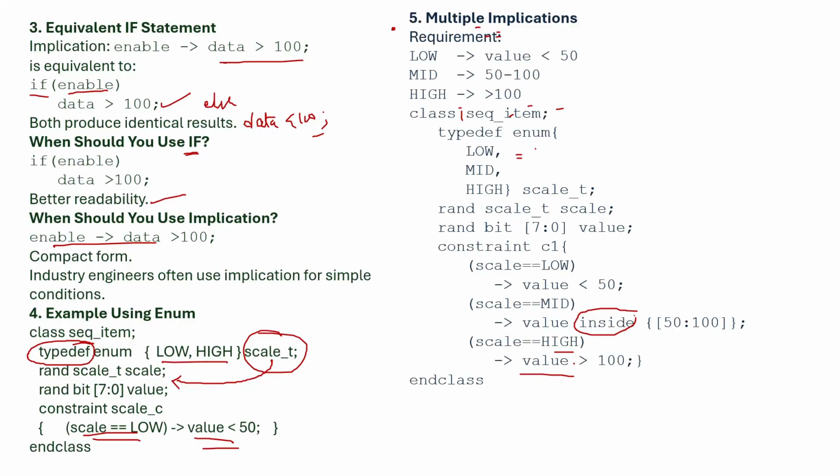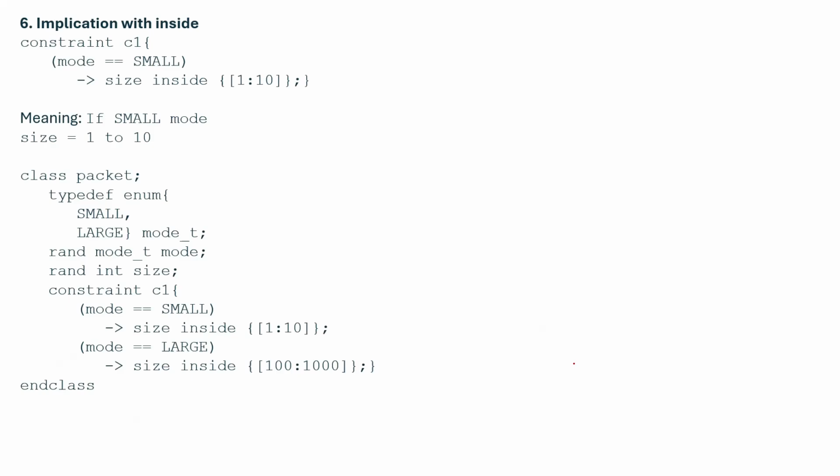First condition, if scale equal to low, value should be less than 50. And else if scale equal to medium, okay, value should be inside the range of 50 to 100. Else condition, what is the other condition? Scale equal to high, the value greater than 100. Clear? How I am writing conditions. So these are the simple examples for the implication operator.